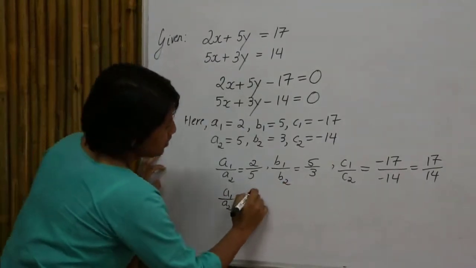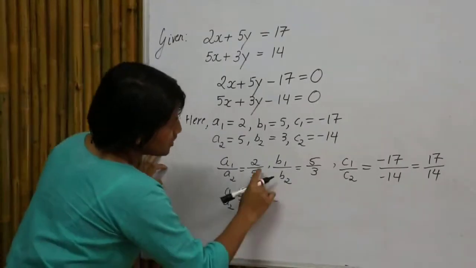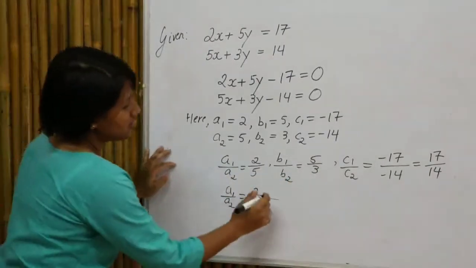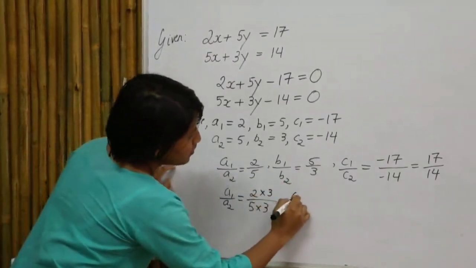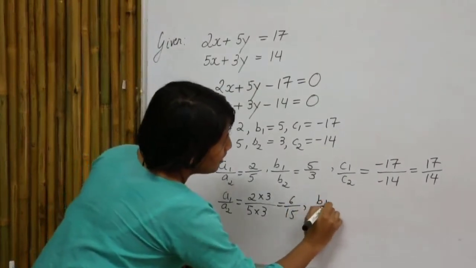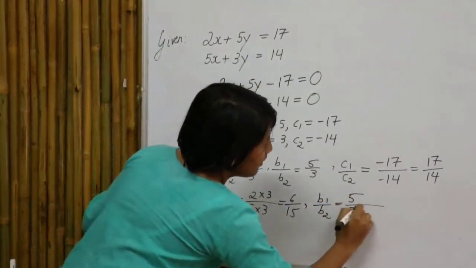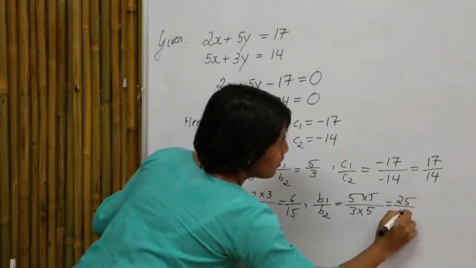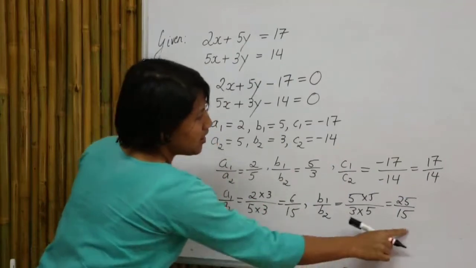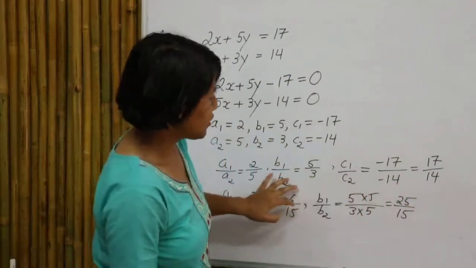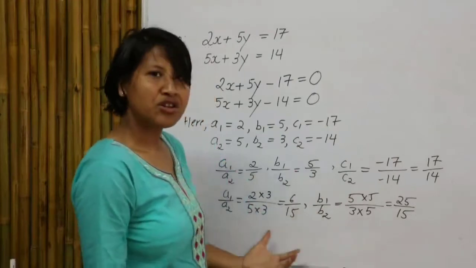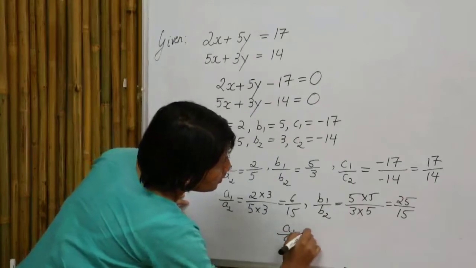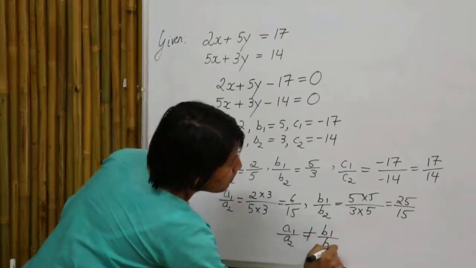Eventually, they are not equal. Just take the same denominator, such that they have the same denominator. So a1 by a2 is 6 by 15, and then b1 by b2 is 3 into 5, into 5. Same denominator, however, if you check the numerator, this is 6 and 25. So they are not the same. They are different. So a1 by a2 is not equal to b1 by b2.